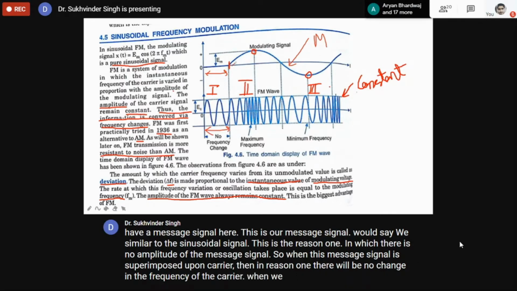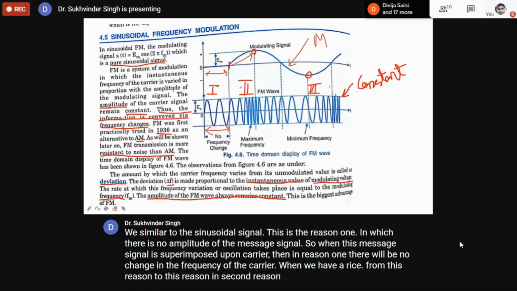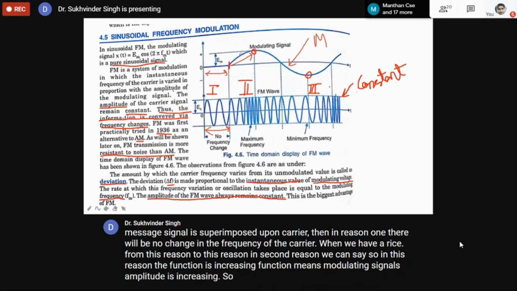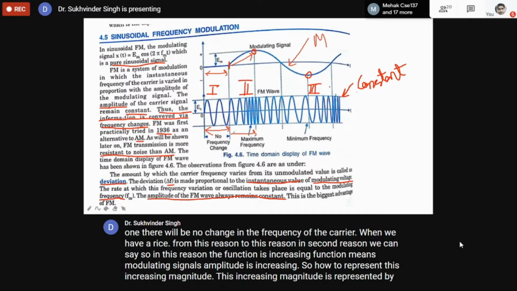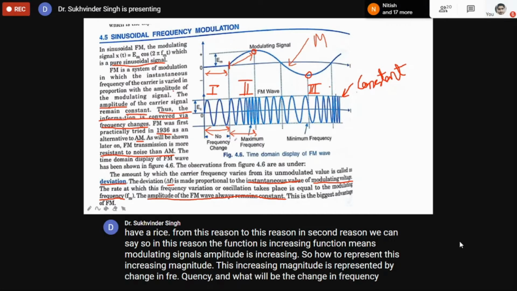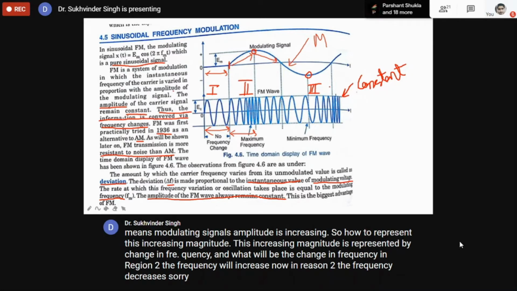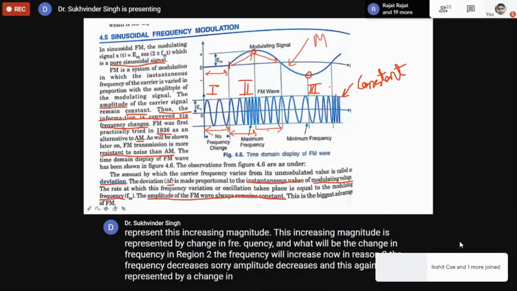When we have a rise from this region to this region, the second region, the function is increasing. Function means the modulating signal's amplitude is increasing. So how do we represent this increasing magnitude? It is represented by a change in frequency. And what will be the change in frequency in region 2? The frequency will increase. Now in region 3, the amplitude decreases, and this again is represented by a change in frequency, and that change will be a decrease in the frequency.